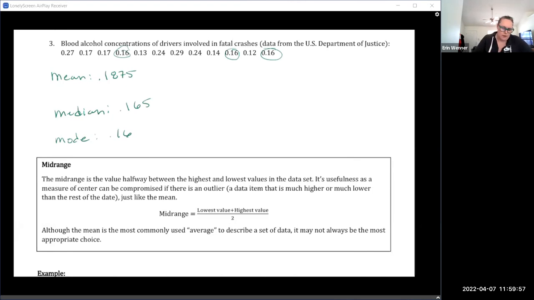So if we list these out, how many values do we have? 1, 2, 3, 4, 5, 6, 7, 8, 9, 10, 11, 12. So we have an even number, which means we're going to have to average two together. So we need to make sure that we list them from least to greatest. So we're going to start with the 0.12 and then 0.13, 0.14. And then we have to list all three of the 0.16s. We can't just list one of them.